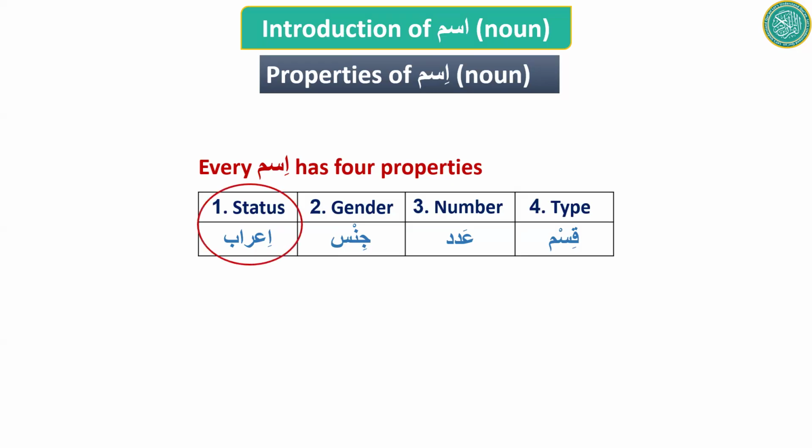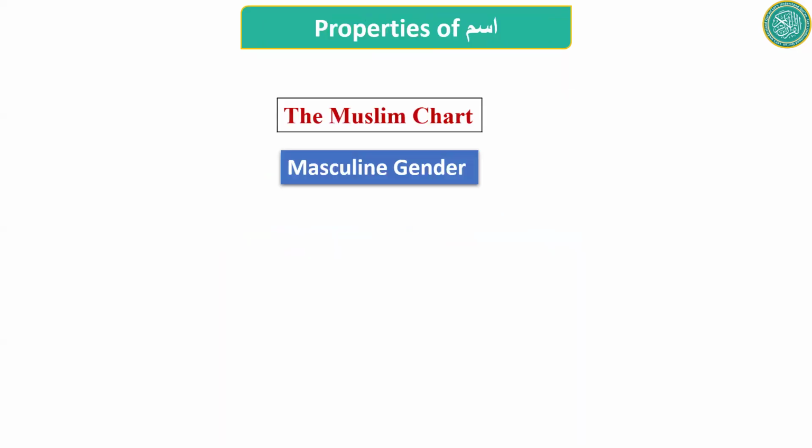Today we will be starting to learn status. It will be more than one session, inshallah. But we will start by learning the first property of ism, and that is called status. And for learning status, we have to learn one thing first. That will help us learn status, and that is the Muslim chart.